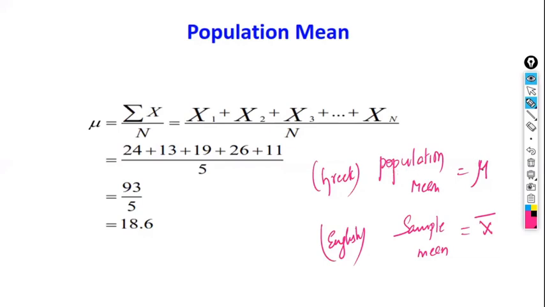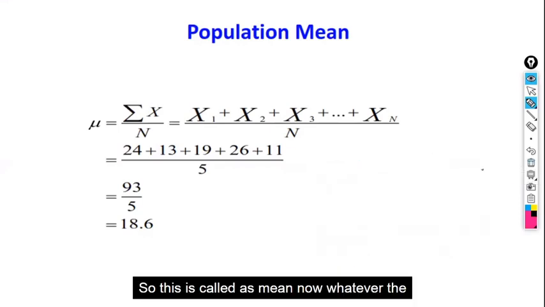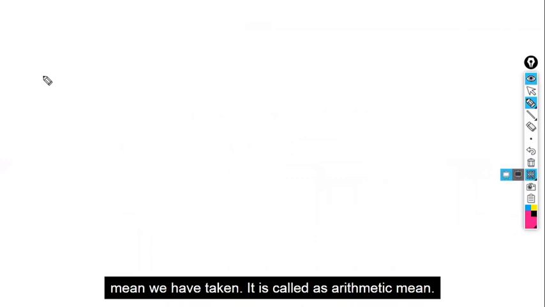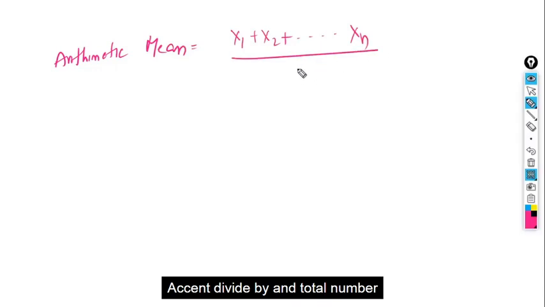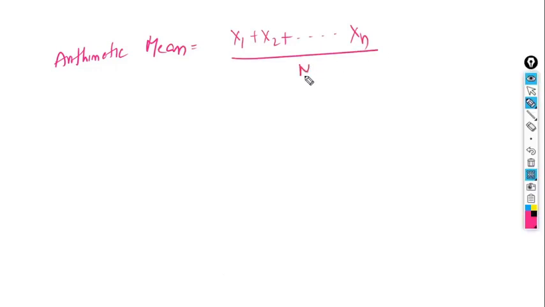Okay. So this is called the mean. Now, whatever mean we have taken is called the arithmetic mean. Arithmetic mean means x1 plus x2 plus all the data points up to xn, divided by n, the total number of data points.